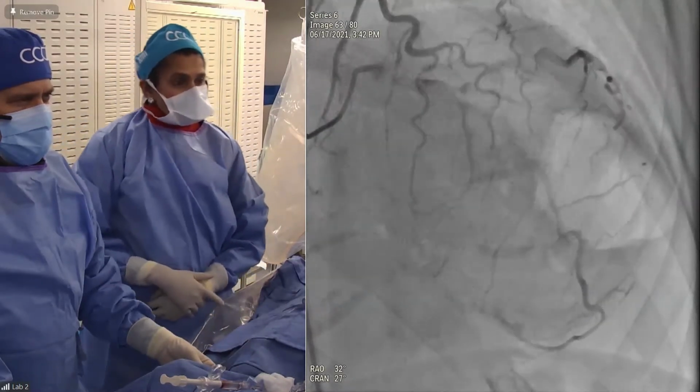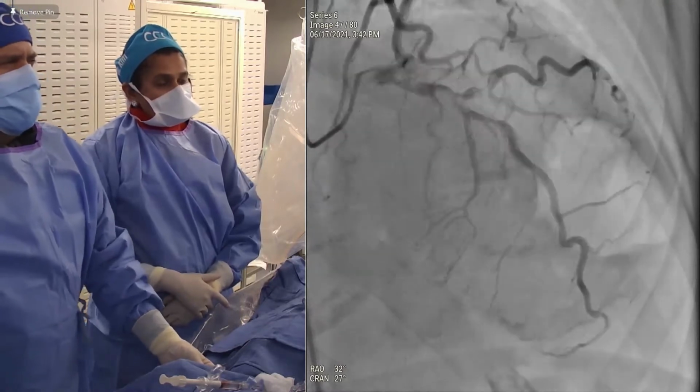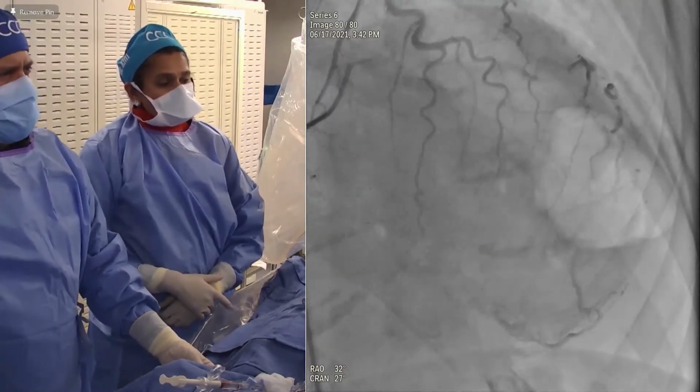Syntax very low though. Prox LAD, no calcium. I mean, mild calcium, I would say. Right? Okay, let's not ask the diabetic.